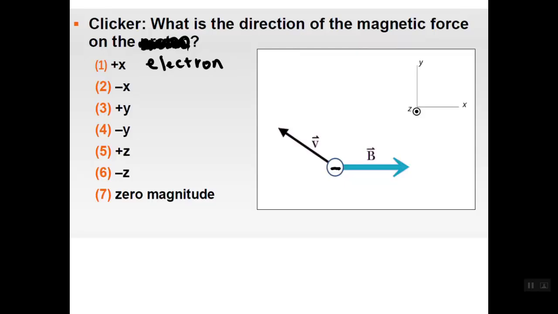Let's try this question for practice. What is the direction of the magnetic force on the electron? Pause this video and try to answer this on your own before you continue.